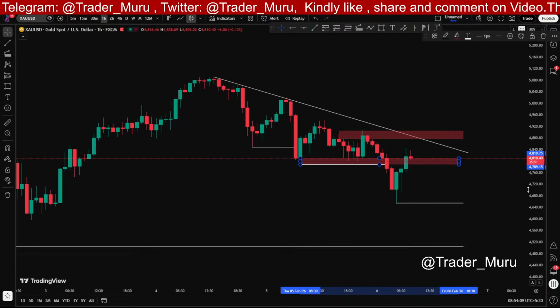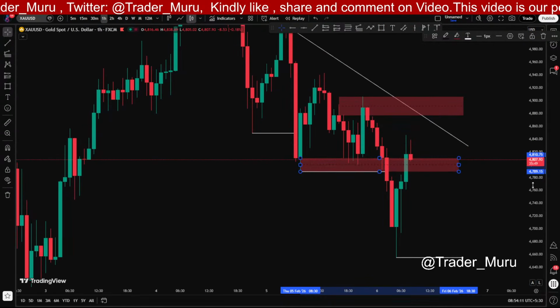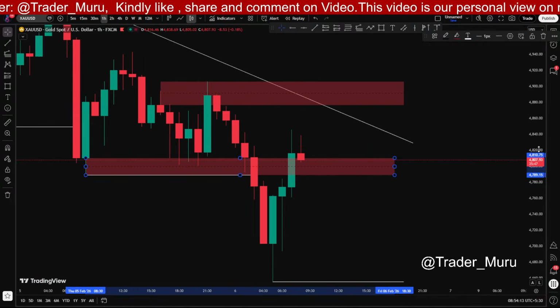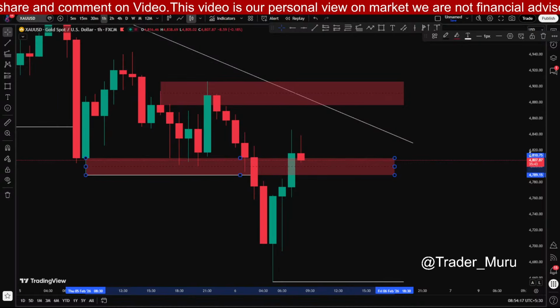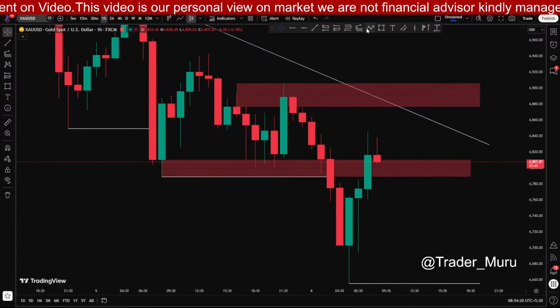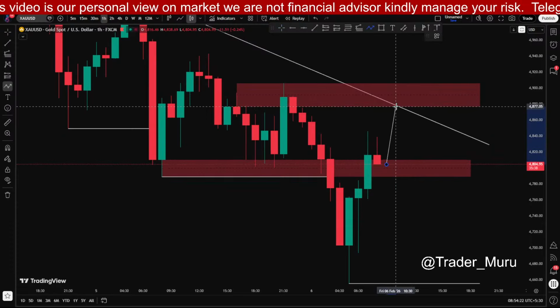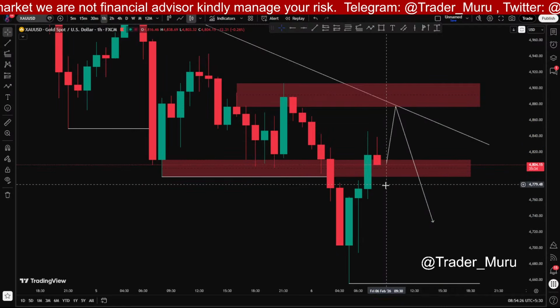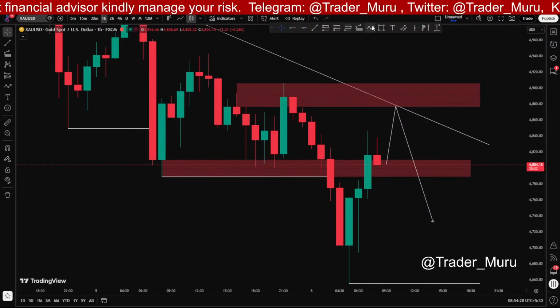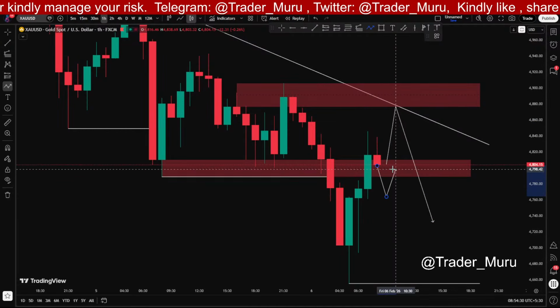Watch this area of 4789 to 4810. If this area holds, it will pump to here and drop. If this area breaks again and a candle closes below it, then you can short it on retest.